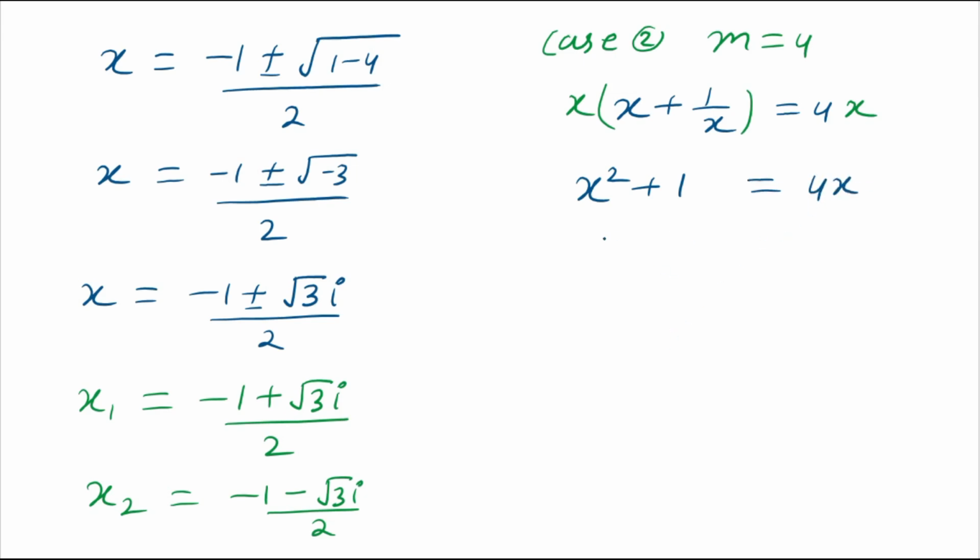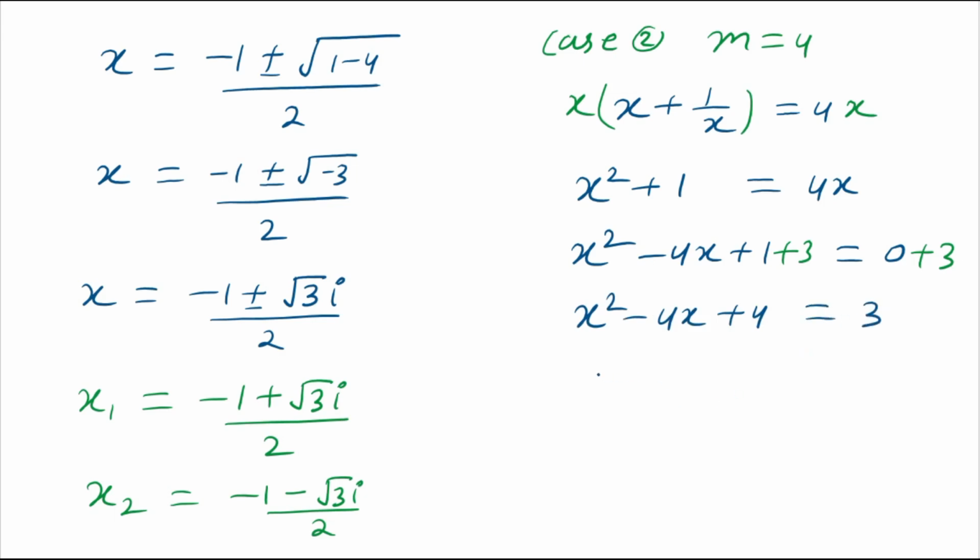If we take all the expression on the same side, then x square minus 4 times x plus 1 is equal to 0. If we add 3 to both sides, then on the left-hand side this expression is a perfect square. Here x square minus 4 times x plus 4 is equal to 3. Look carefully at this expression. Here if we apply middle term split, then x square minus 4x is minus 2x minus 2x plus 4, this is equal to 3. Look carefully at the first two terms and then the last two terms.